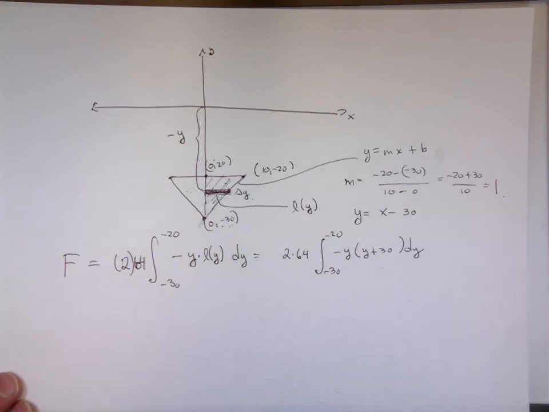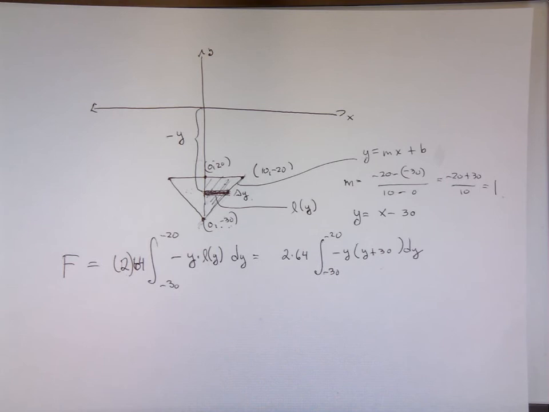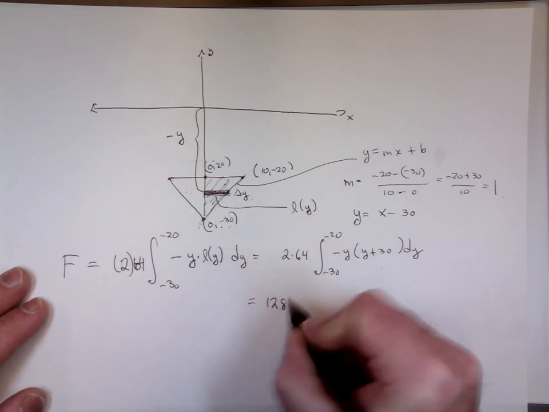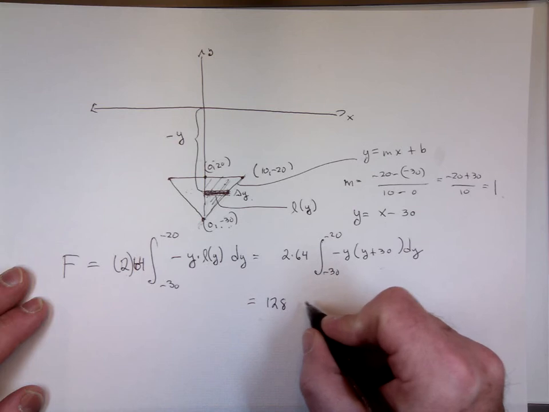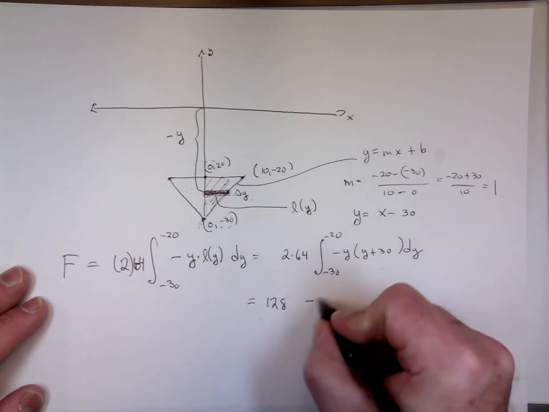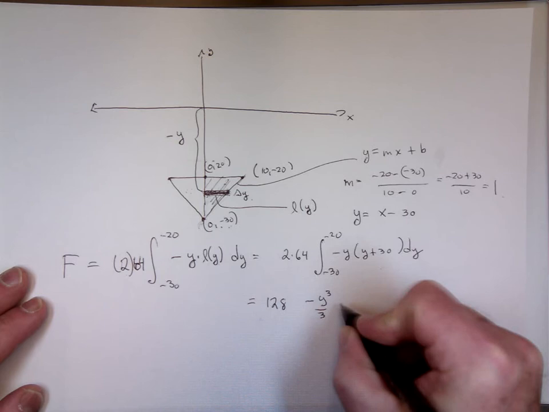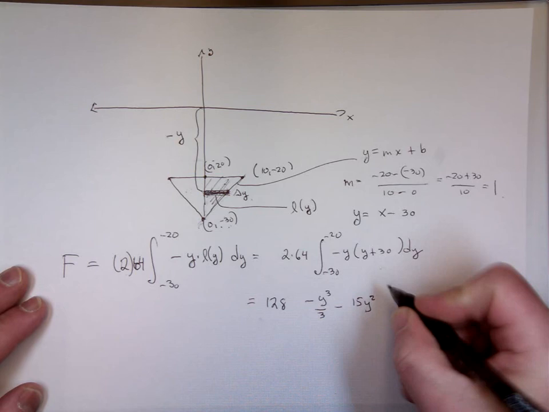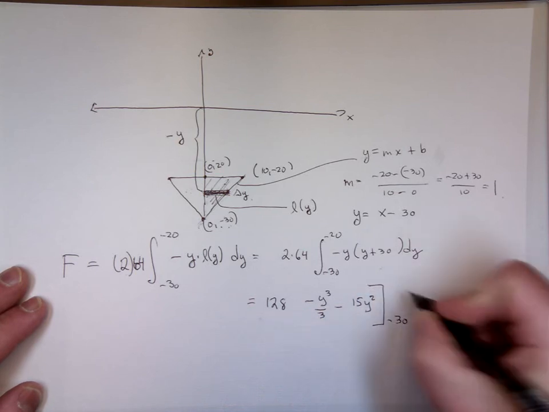Now, do you have any clue what kind of force we're talking about here? The total fluid force by this seawater on that door. It's big. There's a lot of force. Let's take a look at it. You get 128. We're going to do this integral. The integral is negative y squared, so it's negative y cubed over 3, minus 30y squared over 2, from negative 30 to negative 20. Check it out. Make sure it makes sense. What's wrong? Gester, what's wrong?